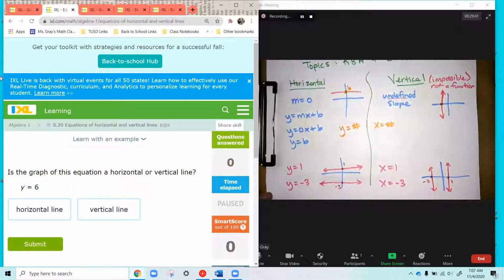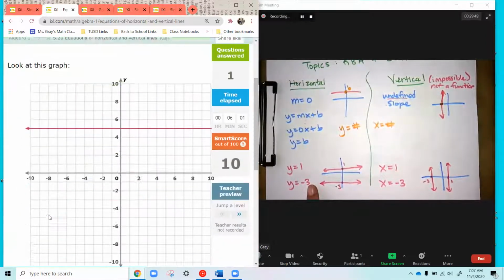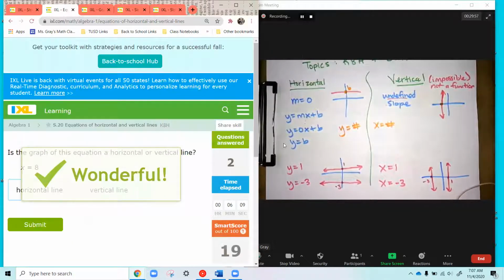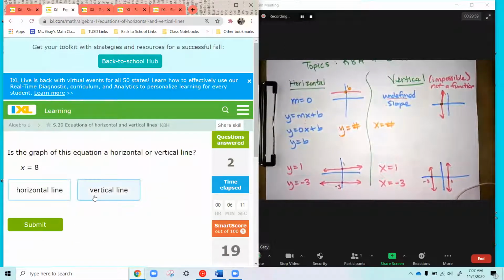So this will help practice. IXL is good for this kind of practicing again and again. So y equals is horizontal. This is horizontal, right? And it says to write the equation. So a horizontal line is y equals, and it crosses. So it's not very difficult. You just have to memorize it. X equals is vertical.